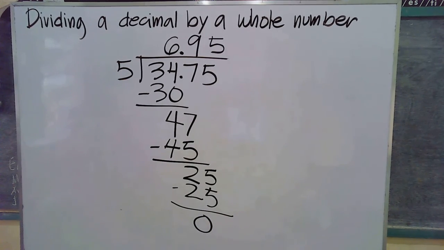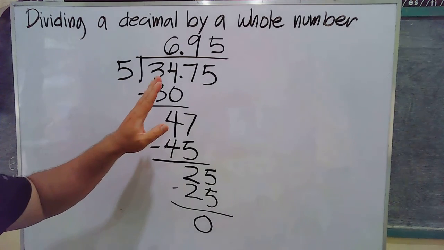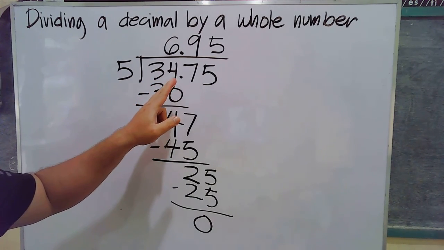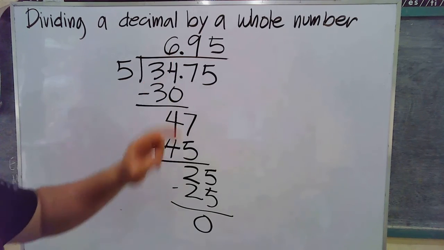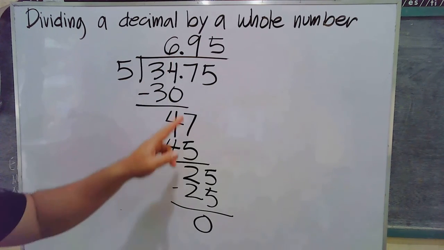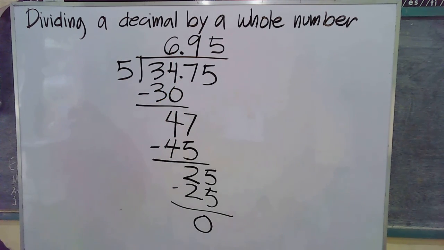So that's how you divide a decimal by a whole number. So first is just put the decimal point on top of its original position. Okay? Then divide just like whole numbers.